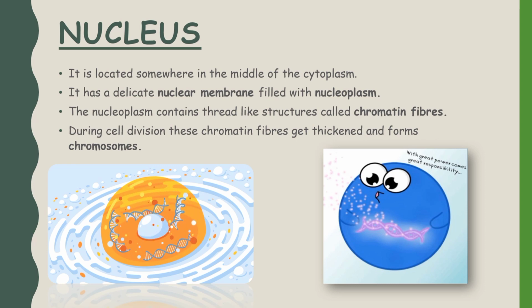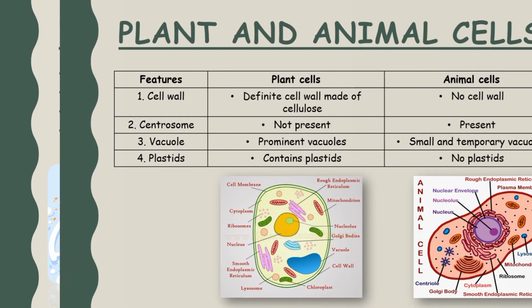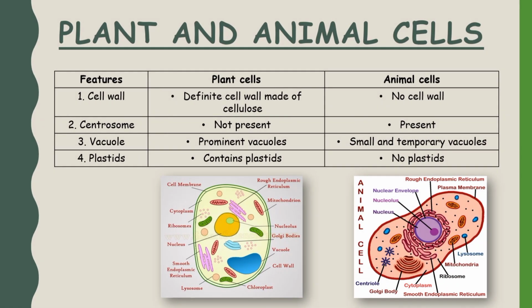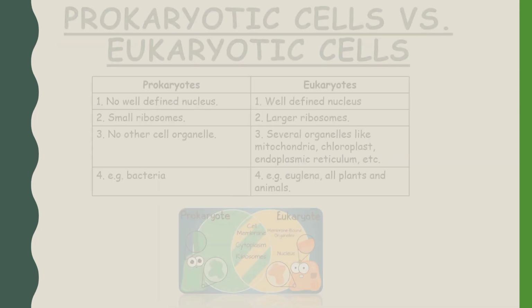It is surrounded by a nuclear membrane which is filled with nucleoplasm. Thread-like structures called chromatin fibers are present in the nucleoplasm. The chromatin fibers get condensed and forms the chromosomes, which carry genes. Thus, the nucleus is also responsible for heredity. Listed below are some differences between the animal and plant cells on the basis of their structures.